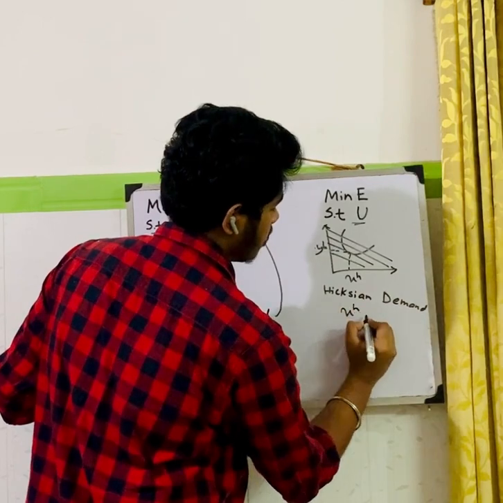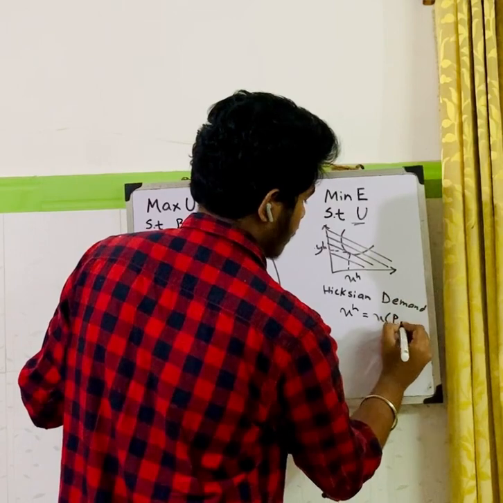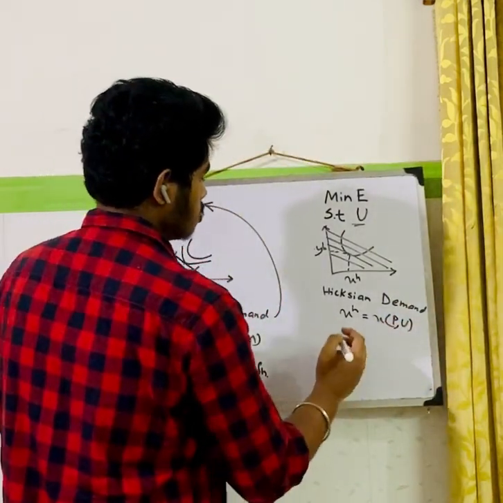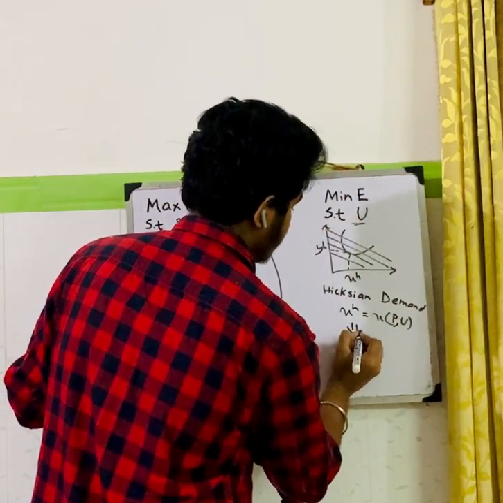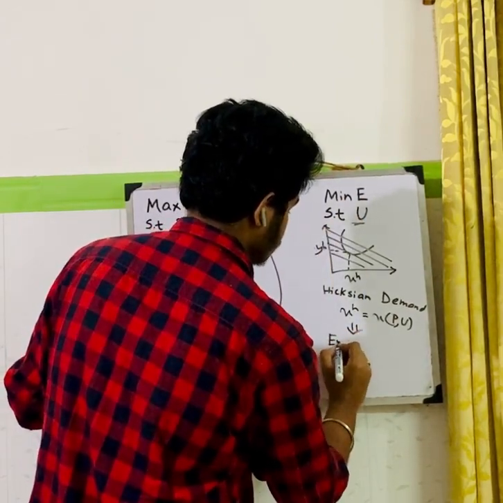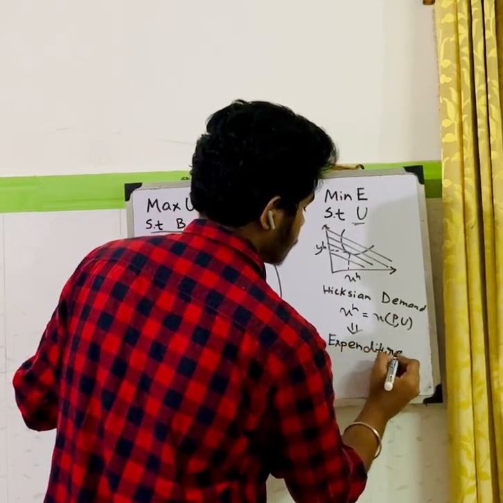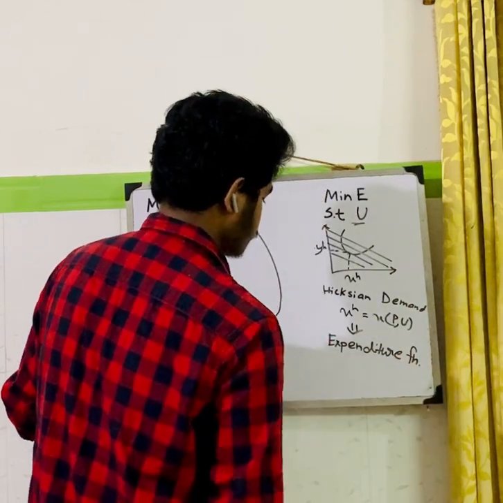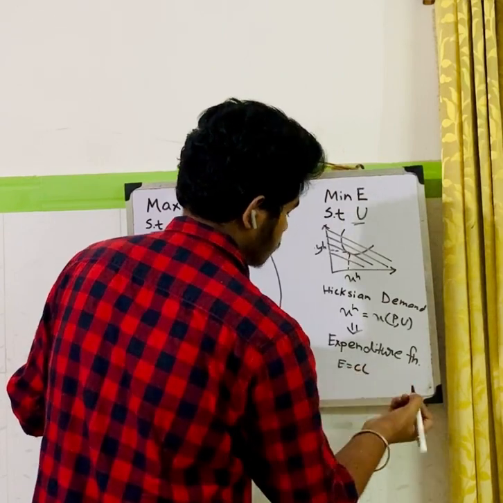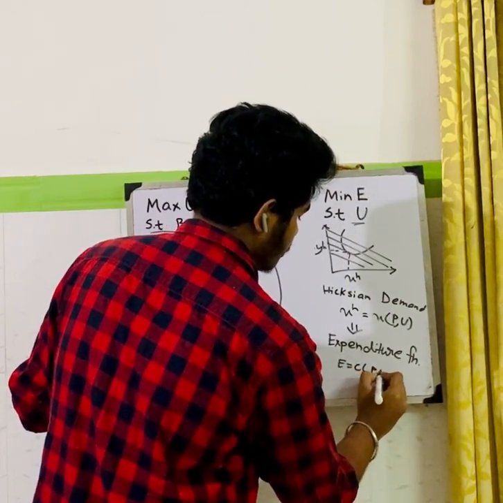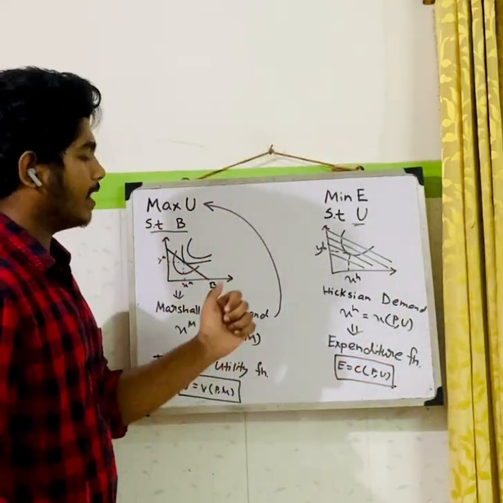Now our Hicksian demand is a function of price and utility. So now putting this Hicksian demand into our expenditure, we get expenditure function. Now expenditure function is a function of price and utility, as our Hicksian demand is a function of price and utility.